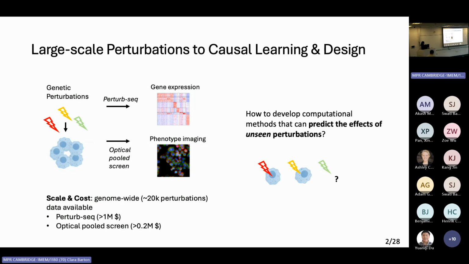So the question we're asking is, can we actually develop computational methods that can substitute some of the experiments by predicting the effect of unseen perturbations? Intuitively, you can think of it this way: I have a context of interest. I perhaps targeted, say, 100 different genes, as illustrated by the different arrows there. And I want to know what's going to happen to the 20,000 minus the 100 that I haven't tested on.